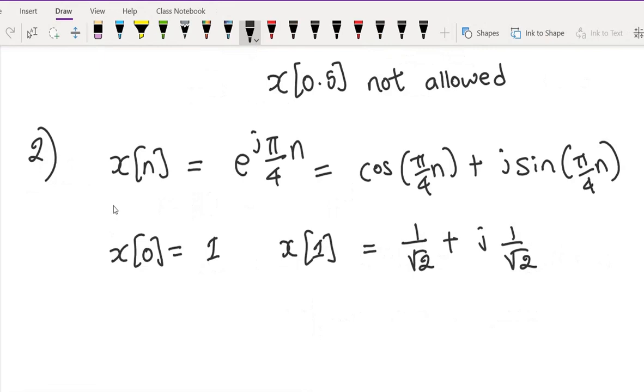Let's look at another example. x of n is equal to e to the j pi over 4 times n. Using Euler's identity, we can write this as cosine pi over 4 times n plus j sine pi over 4 times n. Again, notice that I'm using parentheses here because cosine and sine are continuous signals. But x itself is a discrete signal. Therefore, I'm using square brackets. And the inputs to x can only be integers. So I can plug in integers for n and get complex numbers. So for example, x of 0 would be 1, x of 1 will be this value.